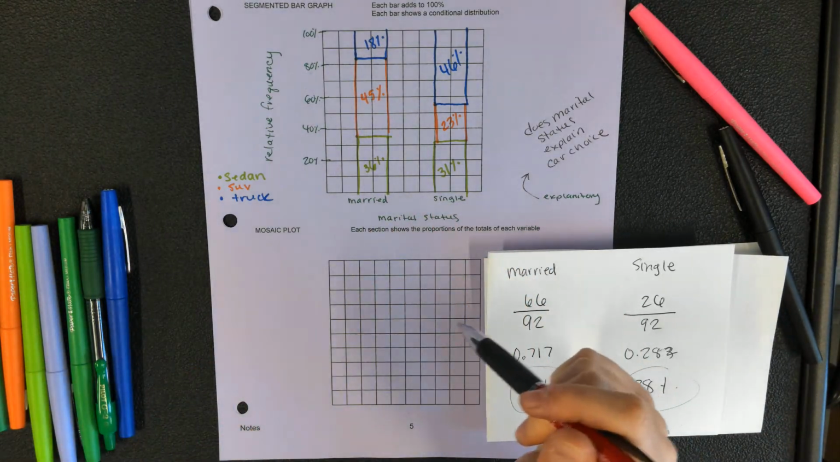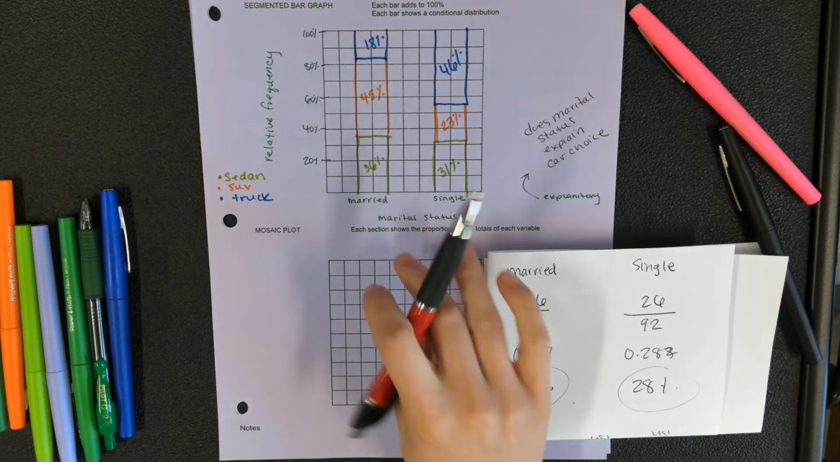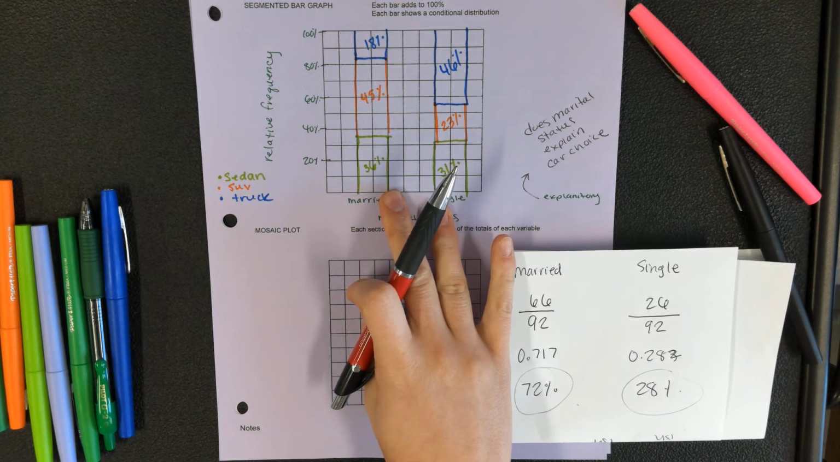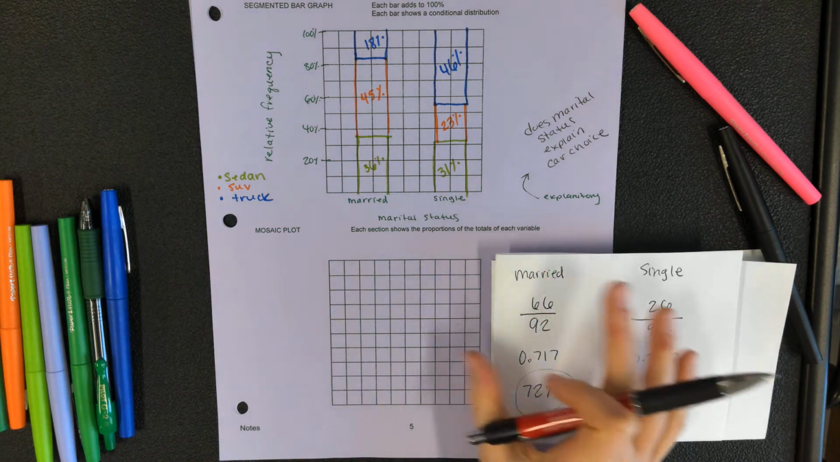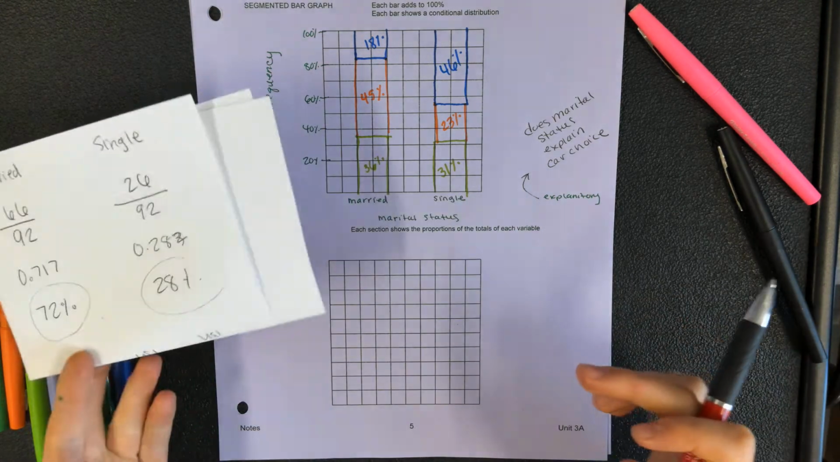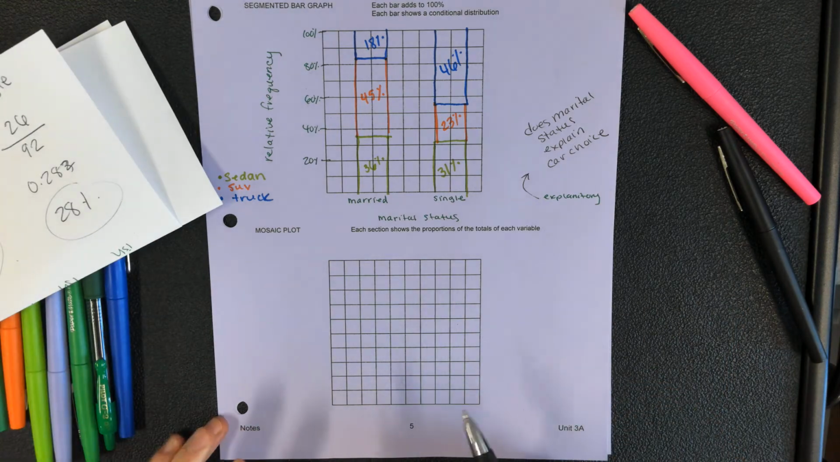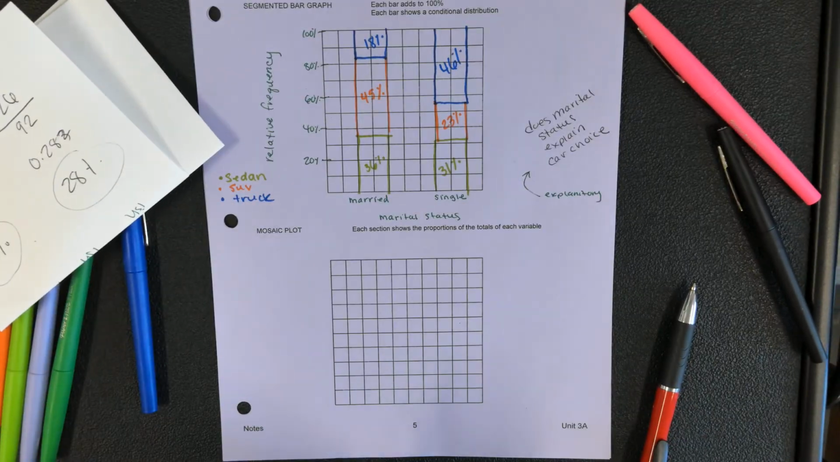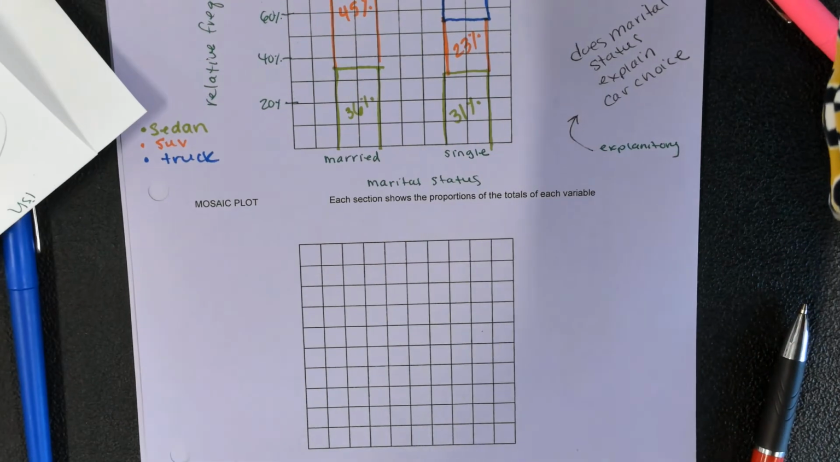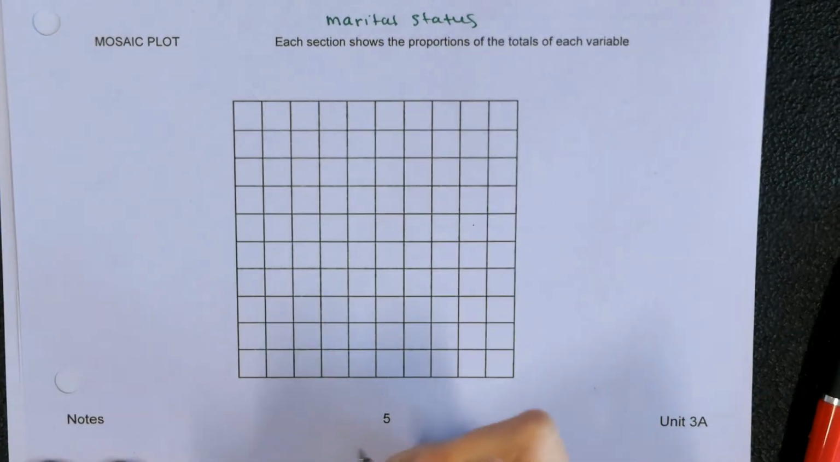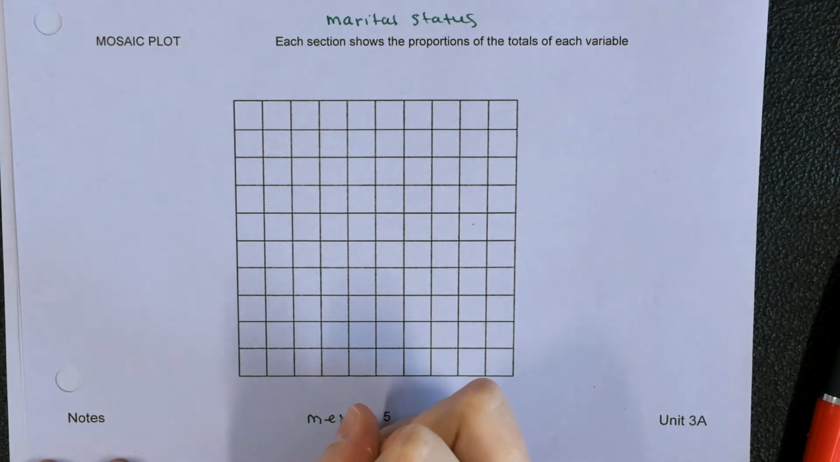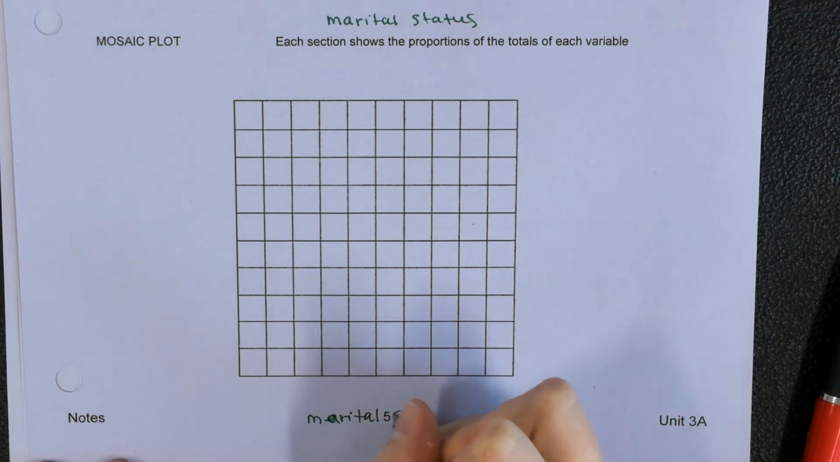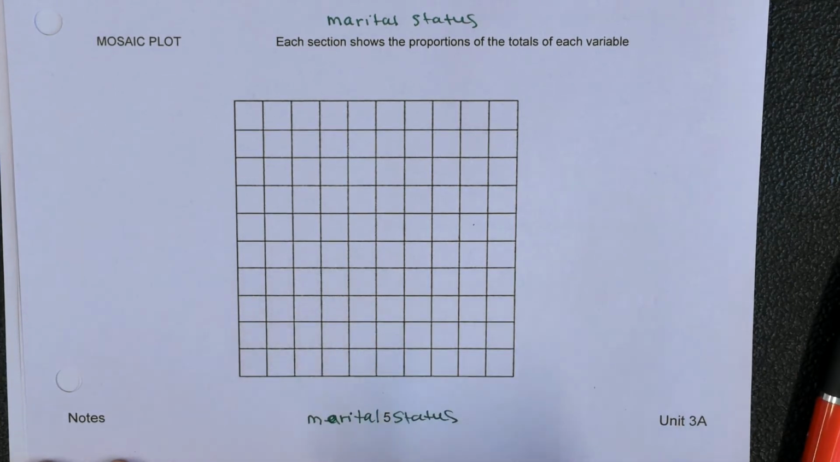So what a mosaic plot does is it takes exactly what we have here, and it just makes everything a lot fatter and wider. So what do I mean by that? Down here, we're still going to look at marital status. I'm going to zoom back out in a second. I just want to show you what we're doing. Go ahead and label the bottom marital status.